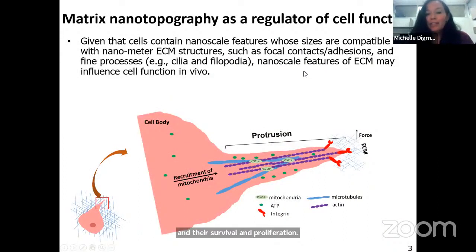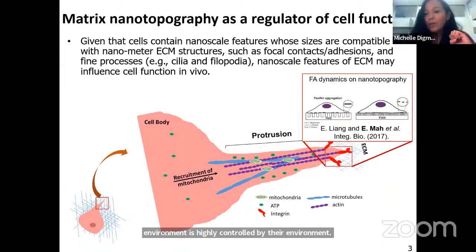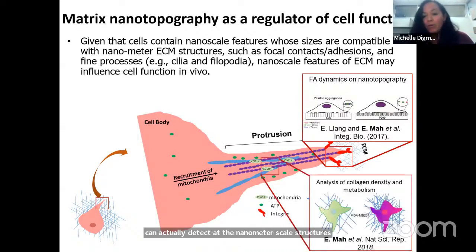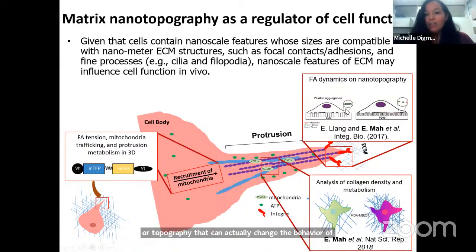So we know that the extracellular environment is highly controlled by their environment, the cells, but we were interested to understand if they can actually detect at the nanometer scale structures or topography that can actually change the behavior of the cells. So I'm going to give you a couple of stories here. The first one I'm going to talk about is the focal adhesion dynamics on nanotopography. These are surfaces that were made through nanolithography.